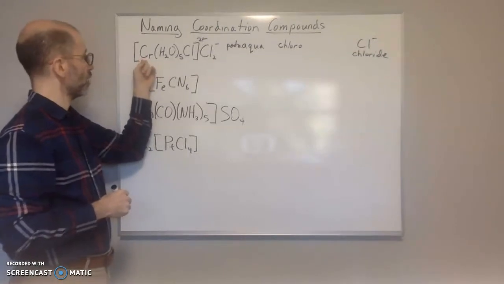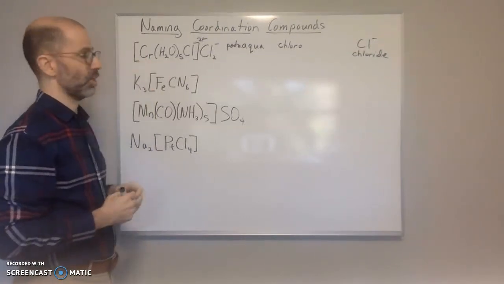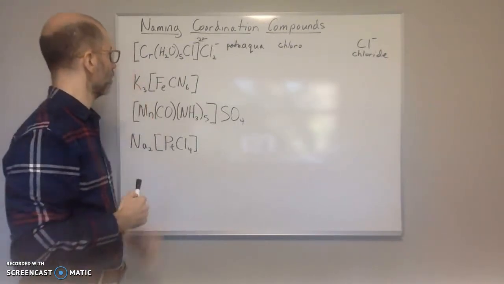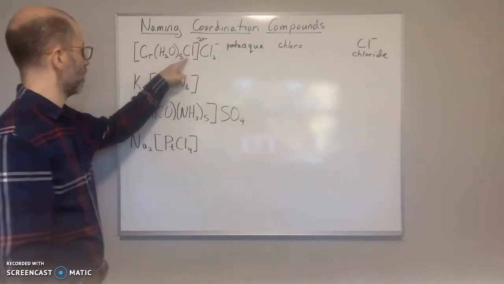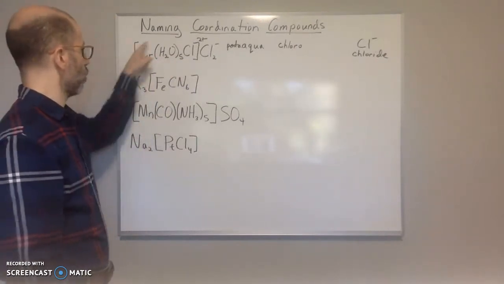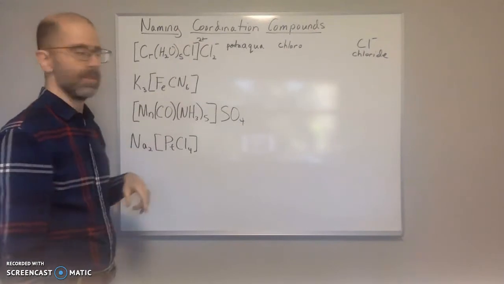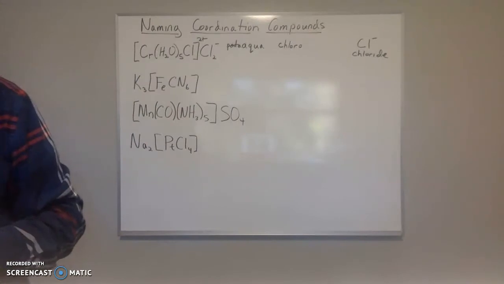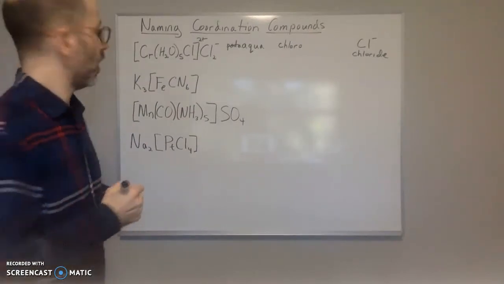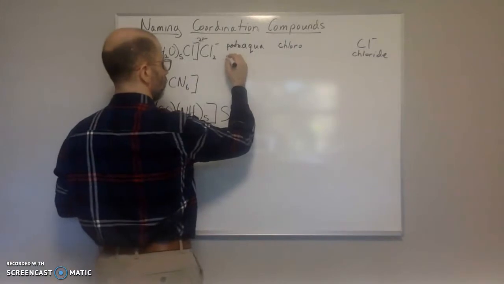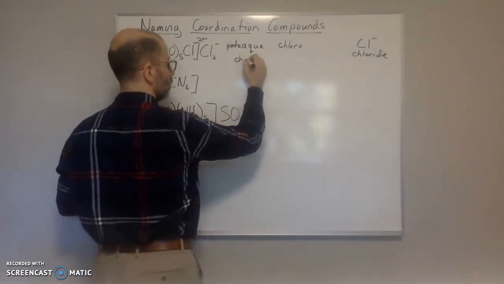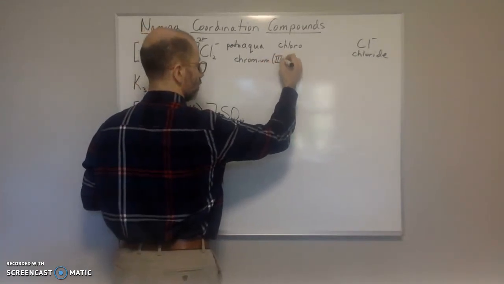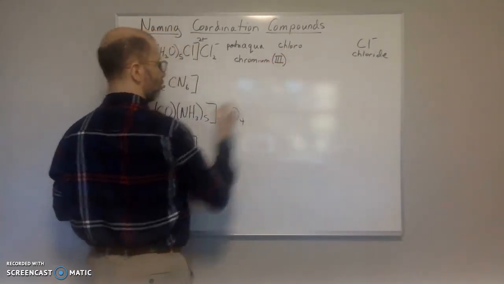The chromium here is going to be chromium 3 plus, because we have chloride there and the overall charge is a 2 plus. So we've got to name that one as well. So chromium 3. No space there, just chromium 3.